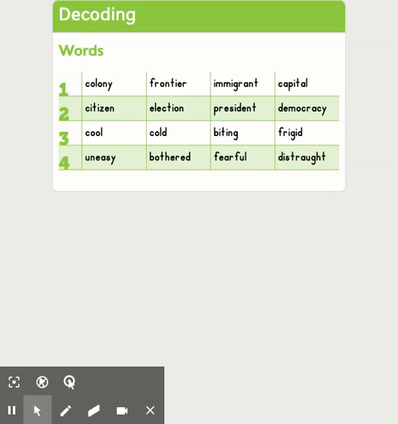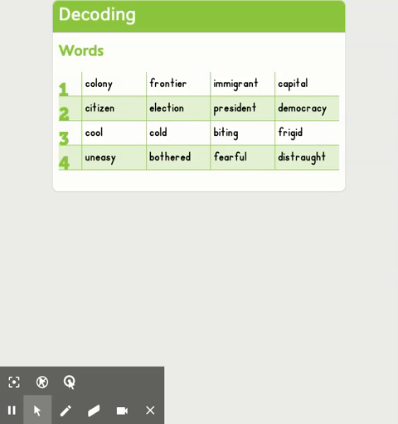And our last word on line one is capital. And a capital is the city in a country or a state where all the government offices are. So the capital of the United States government is Washington, D.C. The capital of Maryland state government is Annapolis.